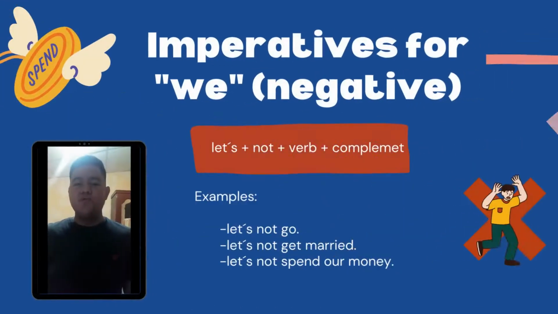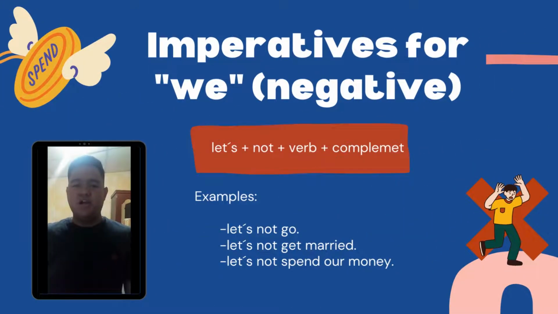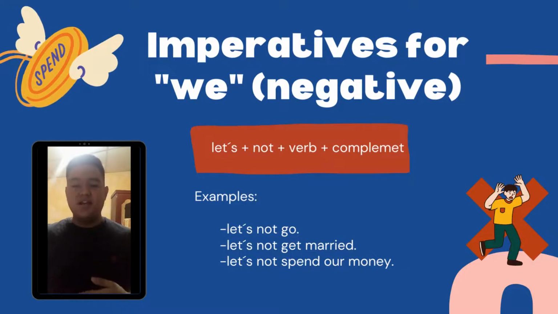And finally, if you want to make these imperatives using we negative, you just need to add not. We have this structure: let's plus not plus verb plus complement. For example, let's not go, let's not get married, let's not spend our money.